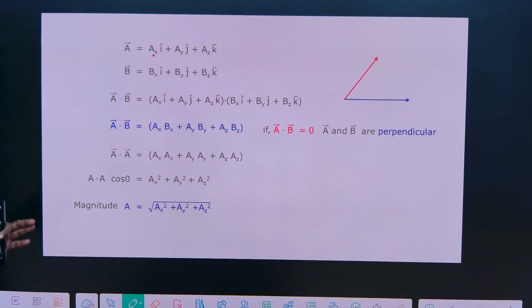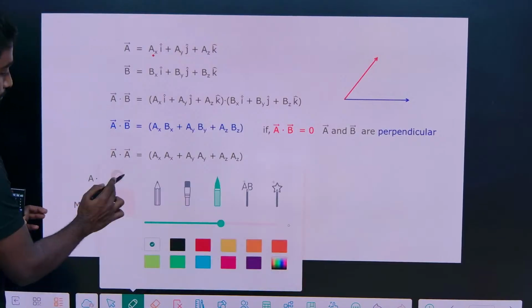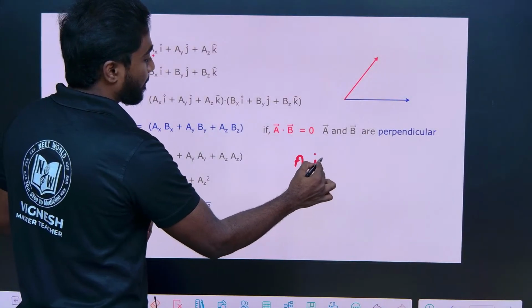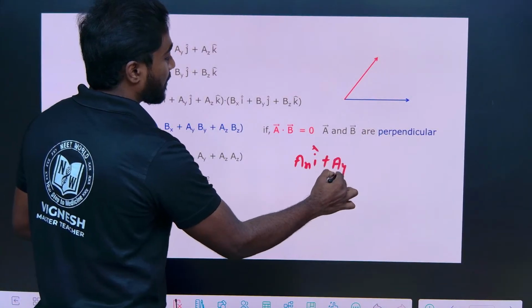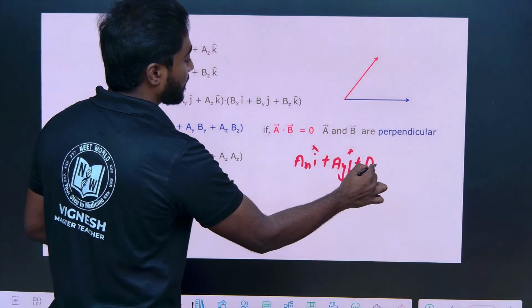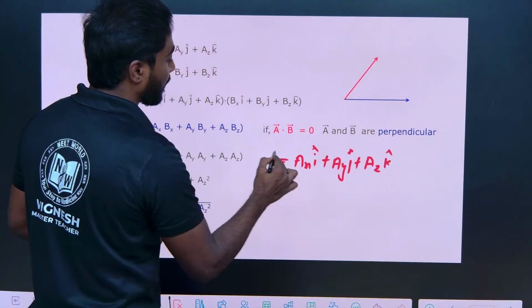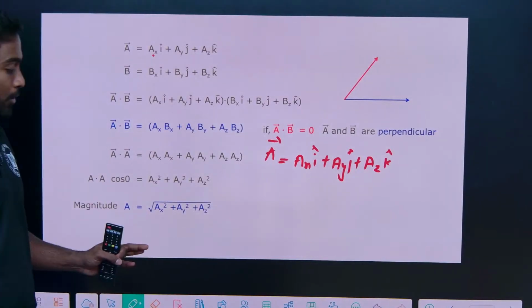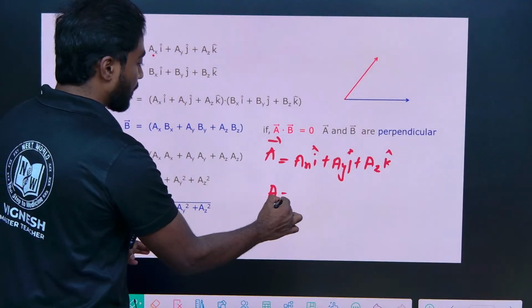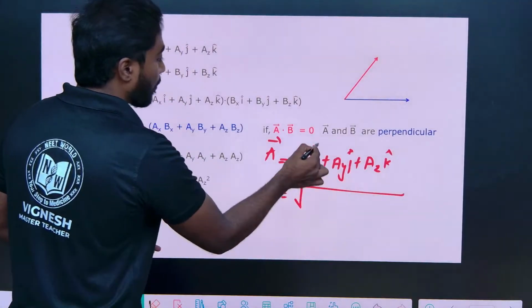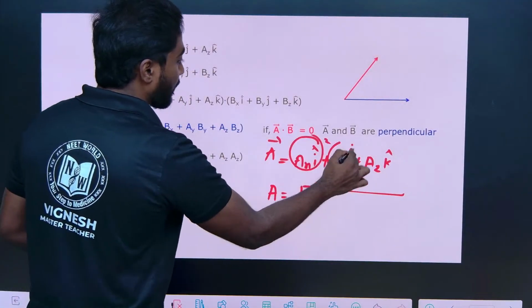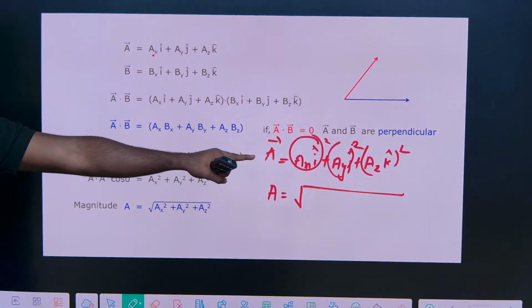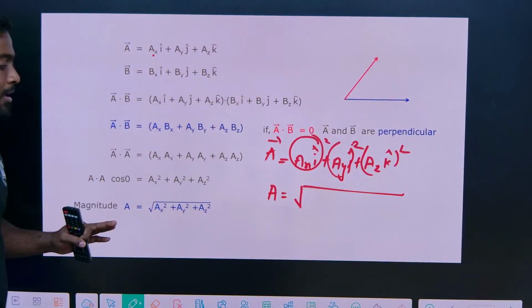So magnitude is nothing but, suppose ax i cap plus ay j cap plus az k cap they have given for a vector, and if they are asking for only the magnitude, which means A will be equal to the square root of ax square plus ay square plus az square. Okay, simple.